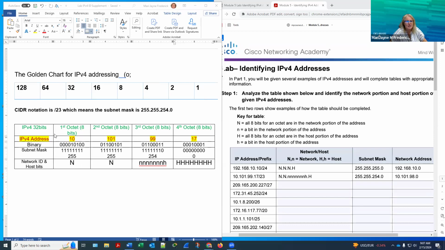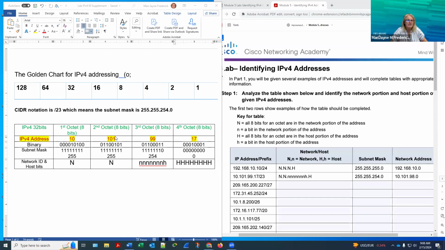So we know our IP address is 10.101.99.17. We've already been provided the CIDR notation of 23. I call it the CIDR, which equates to 255.255.254.0. That will be the subnet mask of this network. All right, so how do we do that?